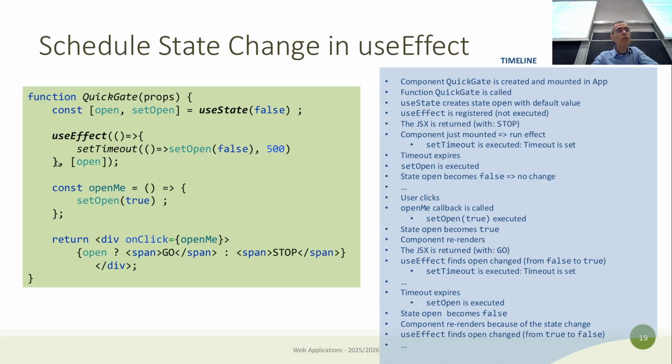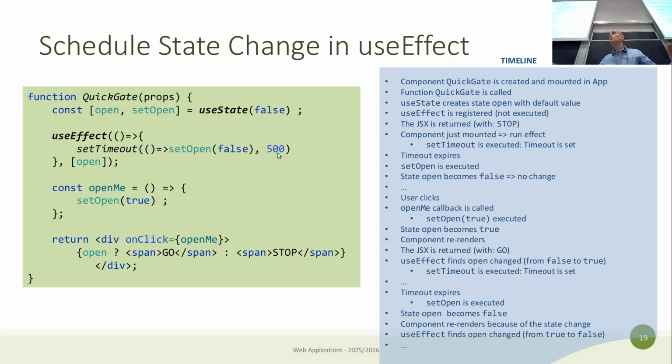What are we doing here? useEffect. So open, setTimeout, setOpen(false) after 500 milliseconds, okay? So at mount time, we render the gate false, so it's closed, stop. But after the render, there is the commit phase, and the setTimeout is executed because at mount time the callback of the useEffect is executed. setTimeout, setOpen(false) in 500 milliseconds.